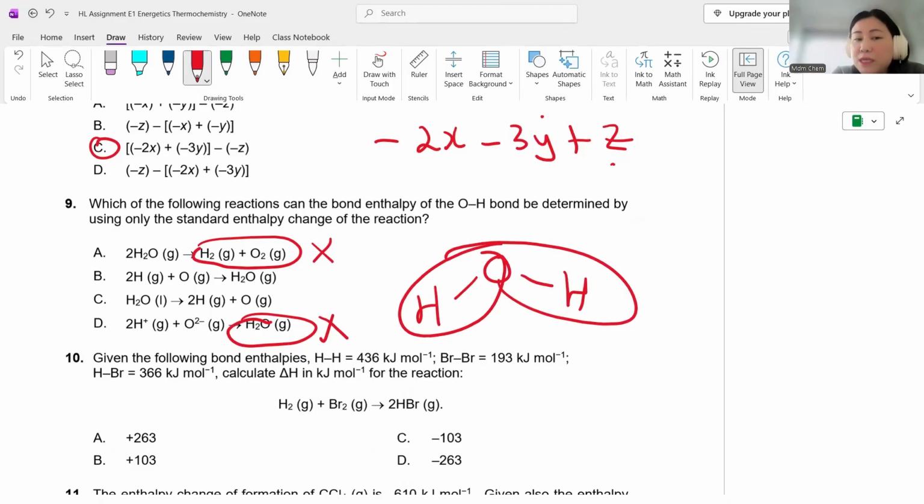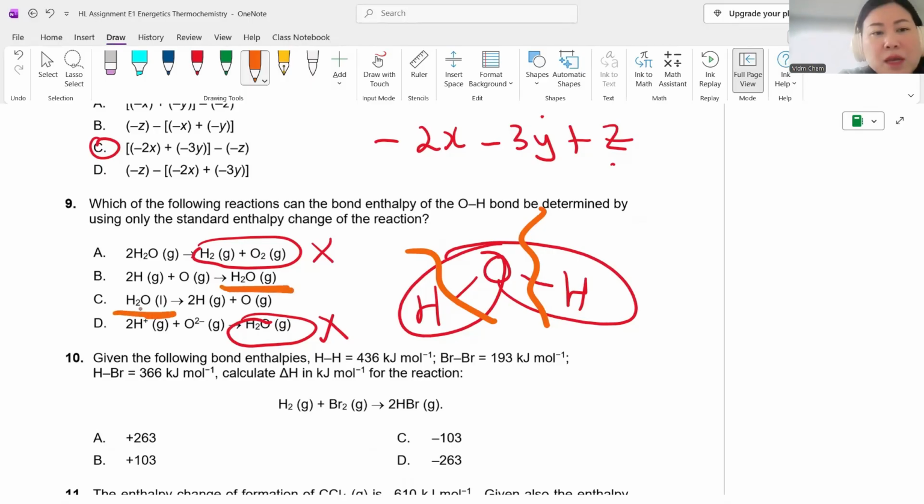C also looks quite promising. This time I have H2O, but I break it up, and I get atoms. It's back to atoms. So B is bond forming, C is bond breaking. But there is a difference between the two of them, which is the state symbols of the water. So bond energy must be gaseous.